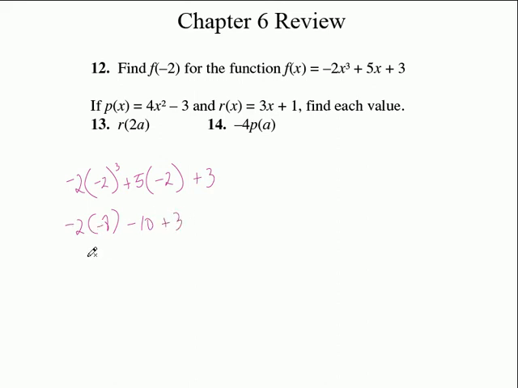Let's do the multiplication first. That's a 16 minus 10 plus 3. 16 minus 10 is 6 plus 3 is 9. There you go. Just one simple answer for number 12.